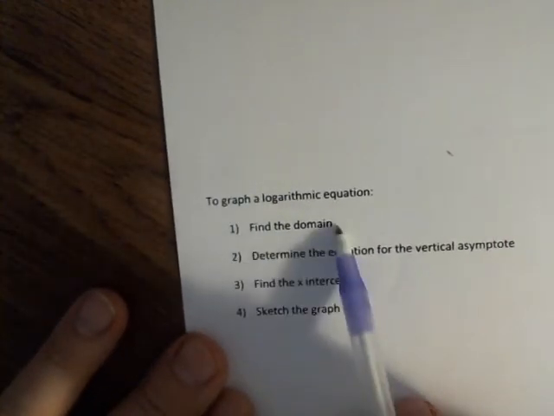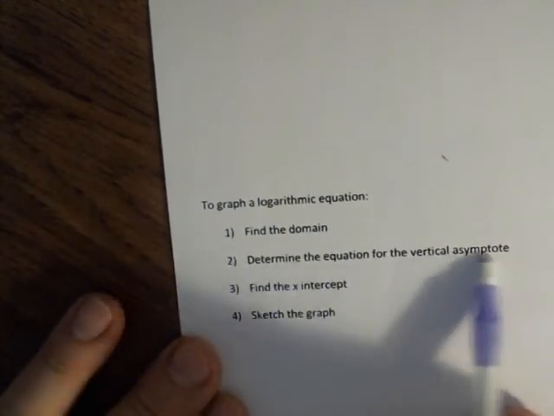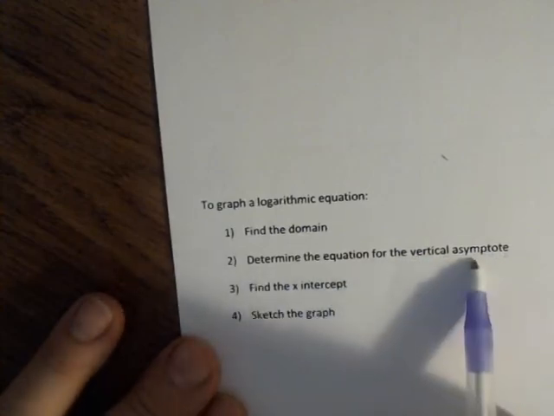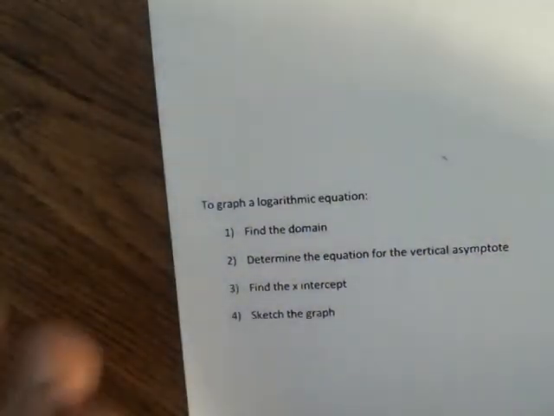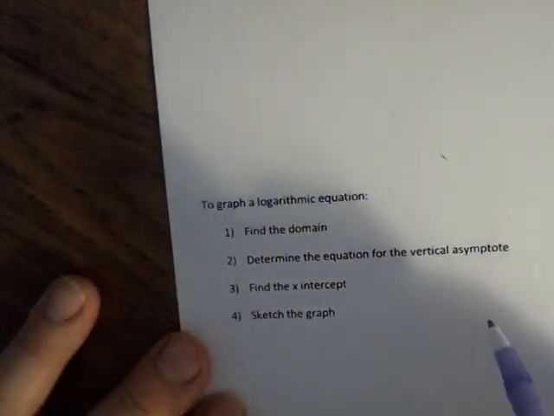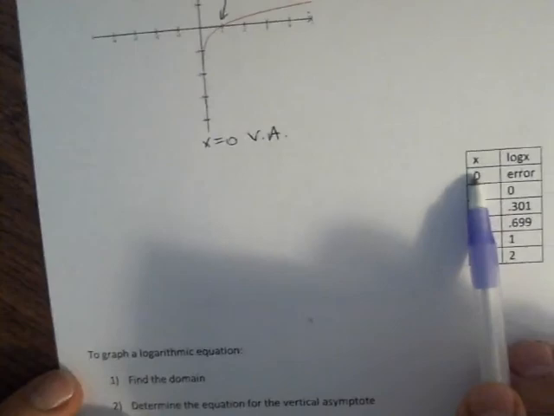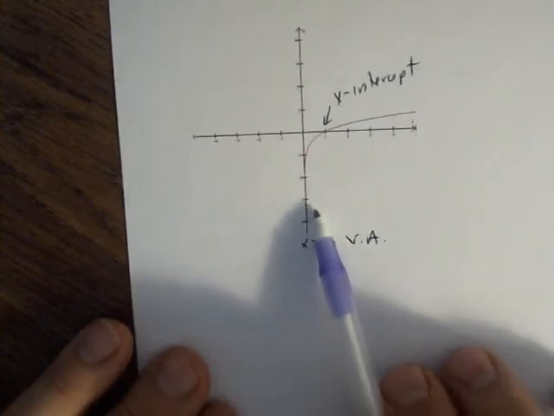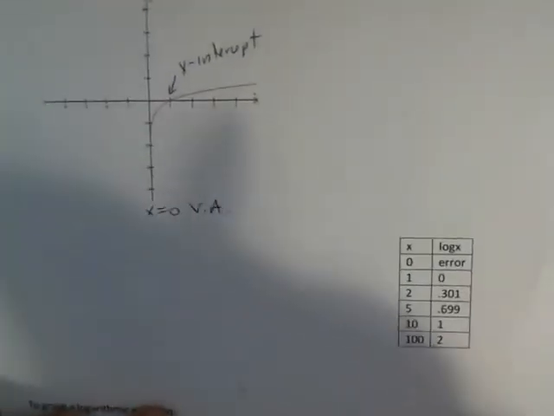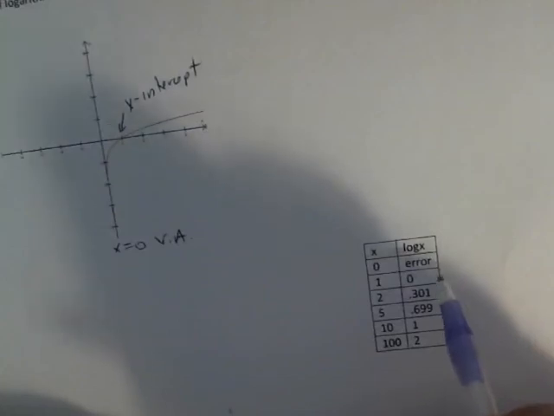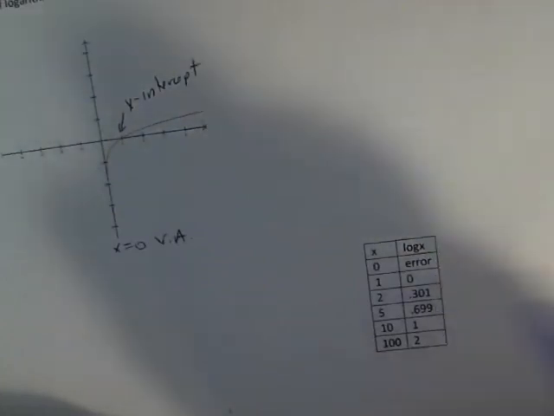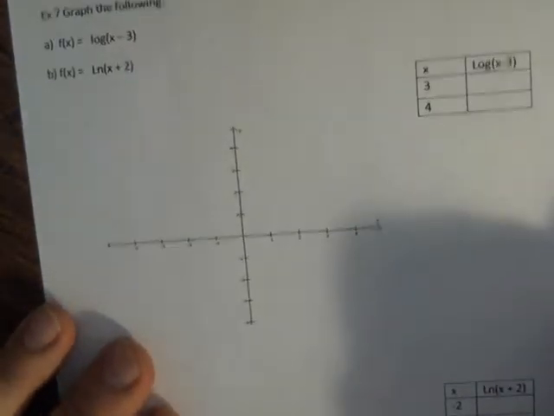So in order to graph a logarithm, we first find the domain. Then we figure out the equation for the vertical asymptote. Find the x-intercept and sketch the graph. Okay, so again, think about this one here. My domain for the logarithmic function that's just log x is x is greater than 0. So therefore, my vertical asymptote is right here. My x-intercept is generally 1 point bigger, and make the sketch. Okay, so we can shift them. We can just find the 2 points, however it works for you.